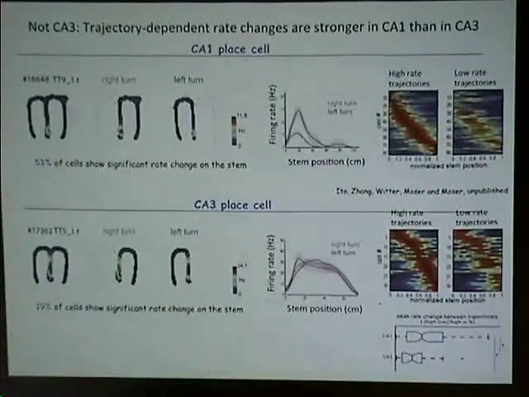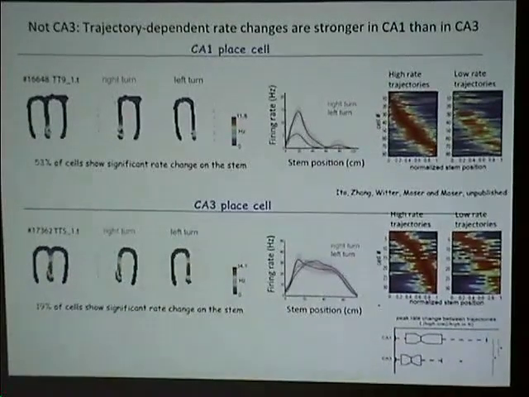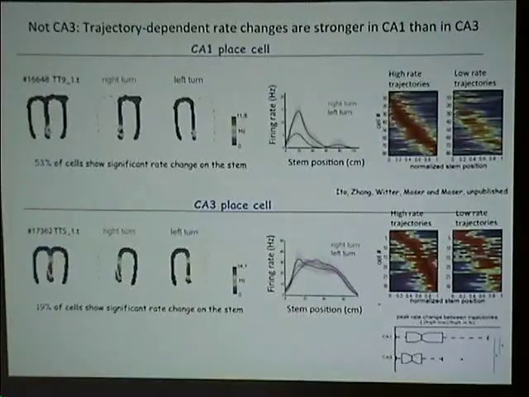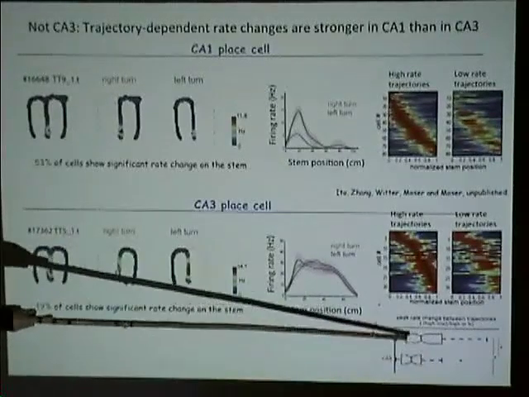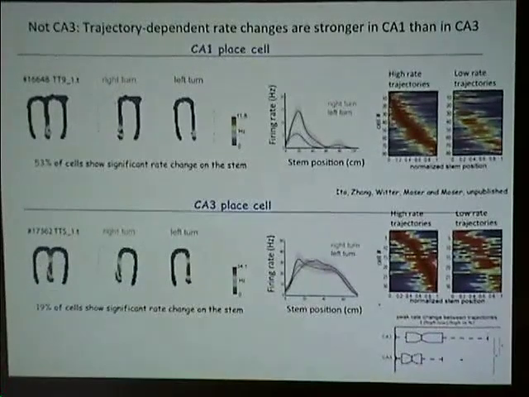Is it always rate remapping, or do they ever? No, it's all rate remapping. There's also a plot showing just the change in position, which is very, very stable.